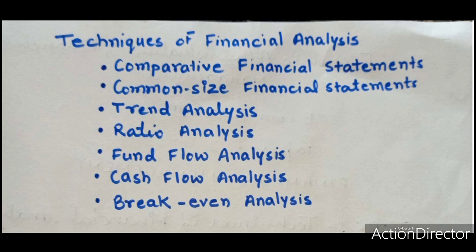This method of analysis is immensely helpful in making a comparative study of financial statements of several years. The trend analysis of business operations and other financial data may be done in any of the following ways. Number 1, trend percentages. Number 2, trend ratios. Number 3, graphic or diagrammatic presentation.